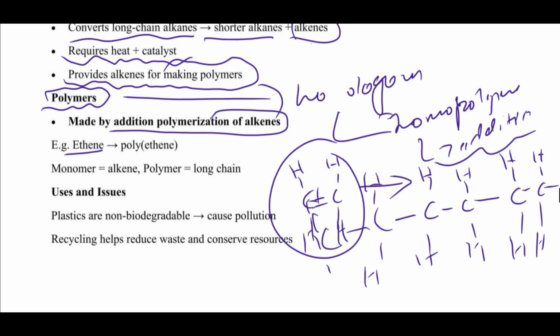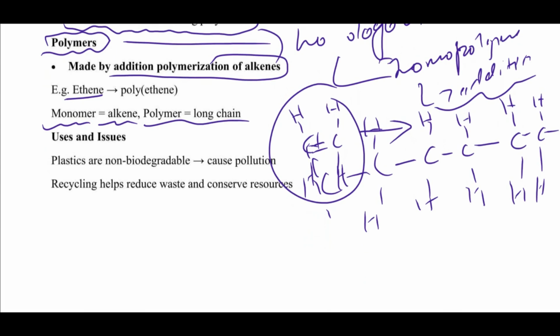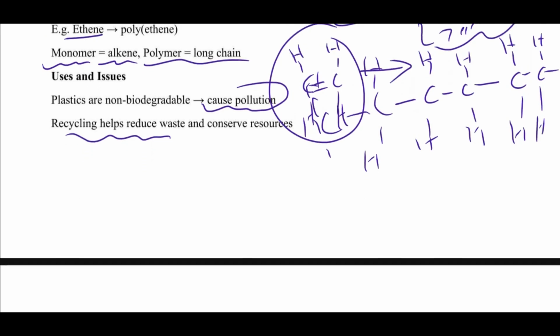Okay, you don't have to change the name to ethane because there is no double bond. For polymers, the name will remain the same. You just have to use the word poly. So for ethene, when it makes a polymer, it will become polyethene. So the monomer is alkene and the polymer is a long chain. So what are the uses of the polymers that are made from addition polymerization? They can be used in plastics, but these plastics, we already know, are non-biodegradable. So they are the actual cause of pollution. But we can recycle them to reduce the waste and conserve the resources.